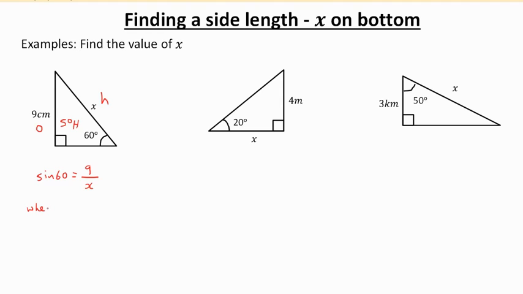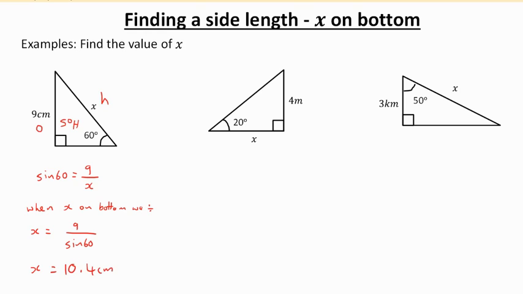And so what we need to remember, when x is on the bottom, we are going to end up dividing. And so how we do this to find x, we're going to do 9 divided by sine 60. So that 9 that's on the top stays on the top when we do our division. So the sine 60 comes on the bottom. And so calculating that, 9 divided by sine 60 brings us 10.4 if we go to 1 decimal place.